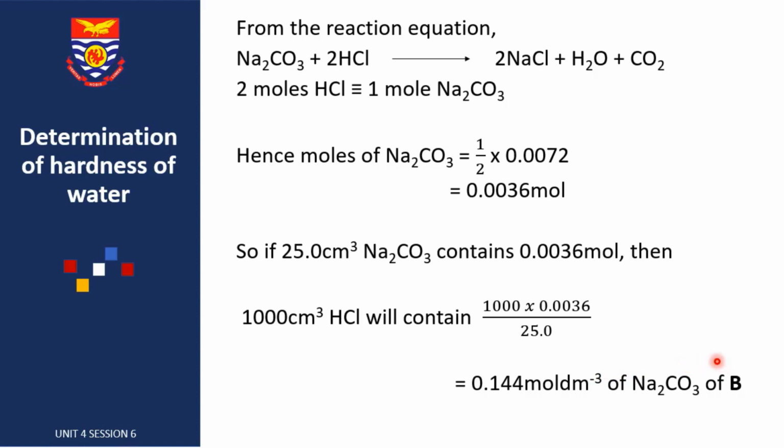So have we noticed any difference? In the first instance, when distilled water was used, we had 0.2. This time round, when hard water was used, we have 0.144. It means something has happened. We have had some of the sodium carbonate being consumed and there was a leftover. So this that we have here is the excess after the ions have taken some away.